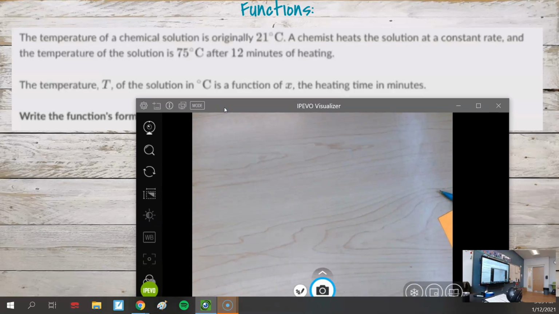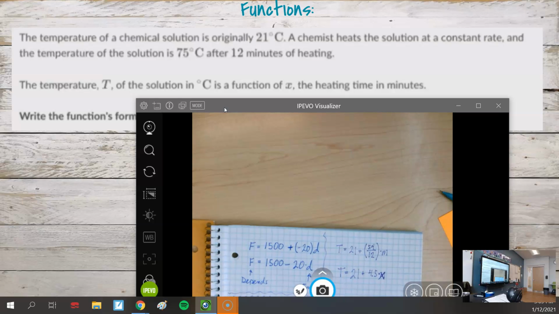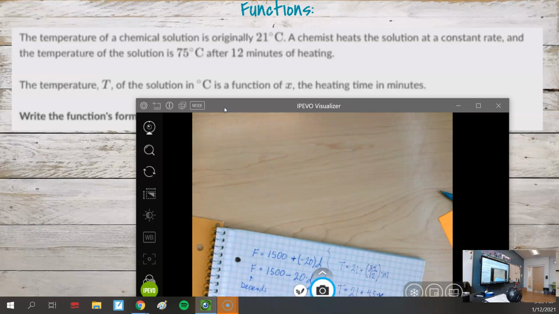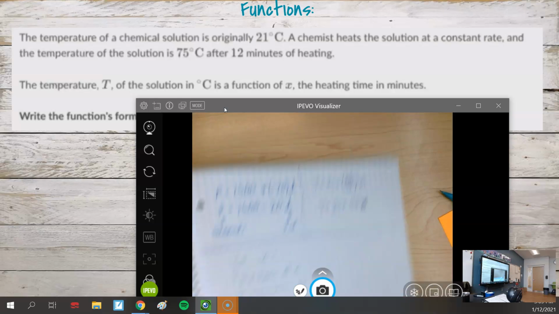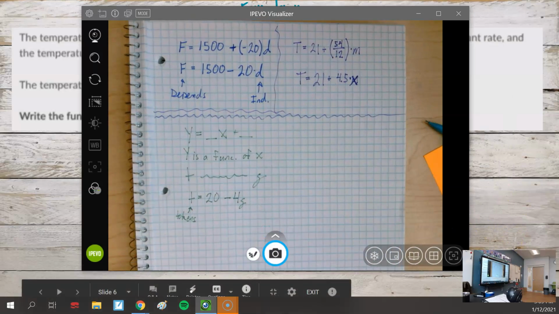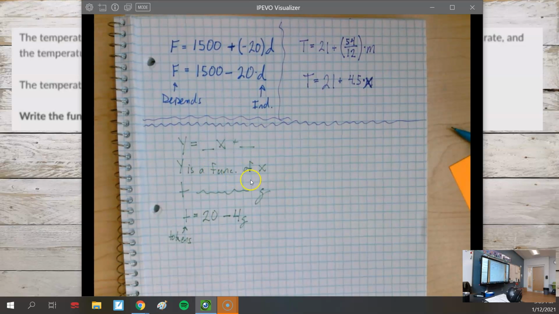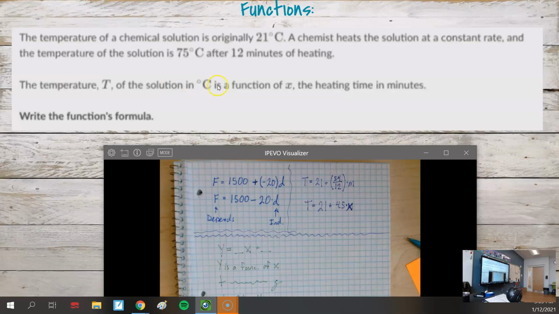So one of the things I wanted to make sure we talked about was which variable goes where. When we talk about a function, we talk about y is a function of x, right? So when we have y equals something times x plus something or minus something, we say y is a function of x. So when they ask us t as a function of g, we know t has to be alone. Or when they ask here, temperature is a function of x, that means temperature will be alone. X will have the numbers with it.